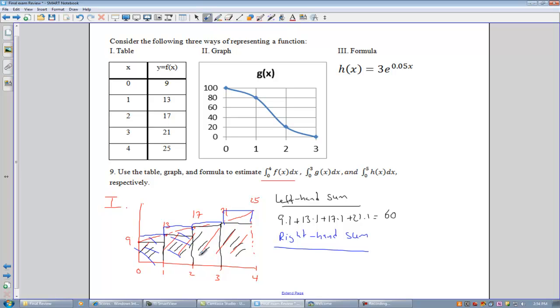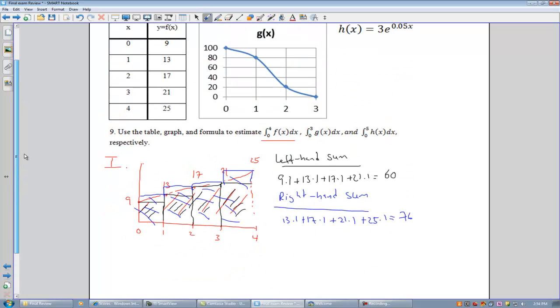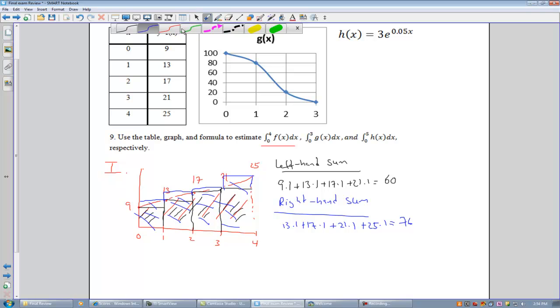So what are these areas? I just say, okay, this has length 1 and height 13. So I have 13 times 1, plus 17 times 1, plus 21 times 1, plus the final rectangle is 25 times 1. I add all these up and I get 76. And then to get my final answer, all I need to do is add these together.